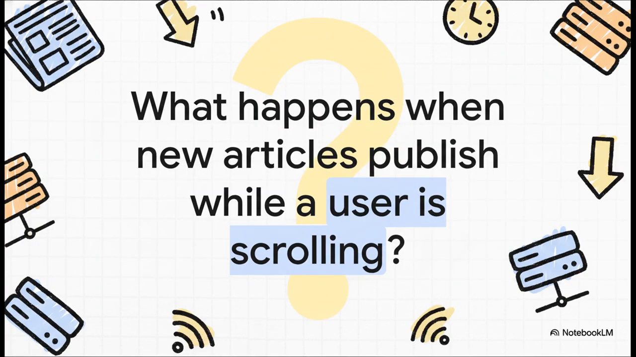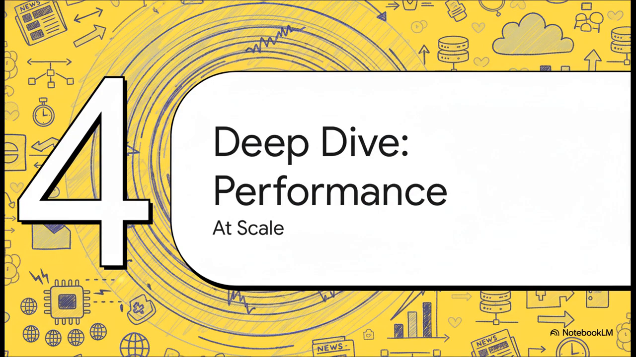So we have a basic system, and hey, it works. But we have to ask a critical question. With this simple design, what happens when new articles get published while a user is already partway down their infinite scroll? This is exactly where our simple little approach starts to completely fall apart, and it leads us right into our first deep dive. Our basic system might be okay for 1,000 users, maybe, but it will just crumble under the weight of millions. It's time to level up our architecture so we can handle real-world scale and actually deliver that sub-200 millisecond performance we promised.